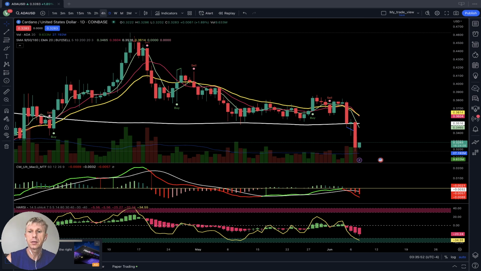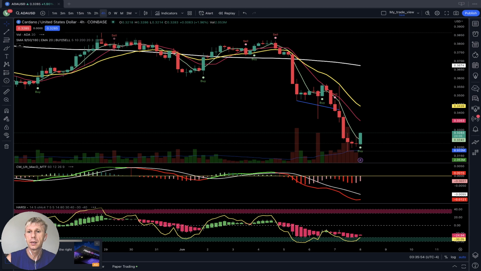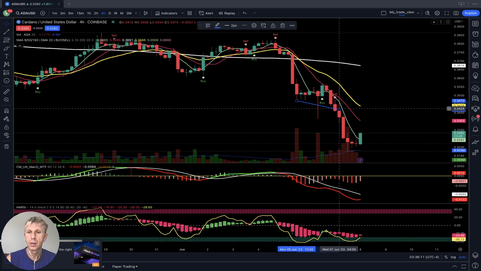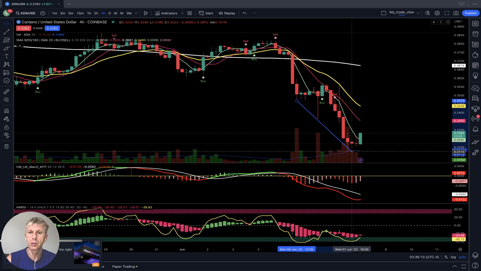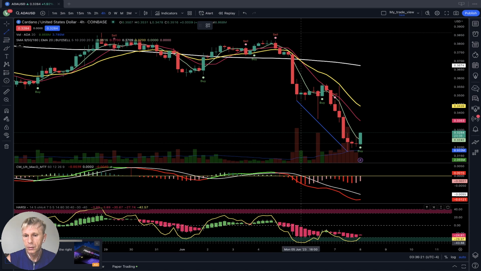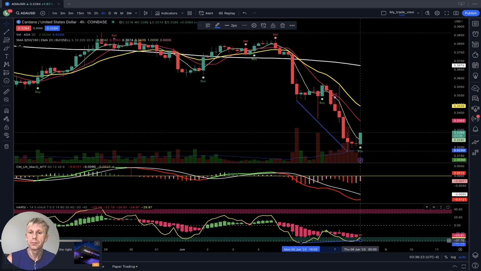Let's move to 4 hours for ADA Cardano. Still bearish trend, last bar far from 20, MACD in the bearish territory, RSI, because RSI is very oversold and it has some bullish divergence, it looks like it wants to have a bounce. Look at it. Price action is so oversold, right? On RSI, we have some bullish divergence.